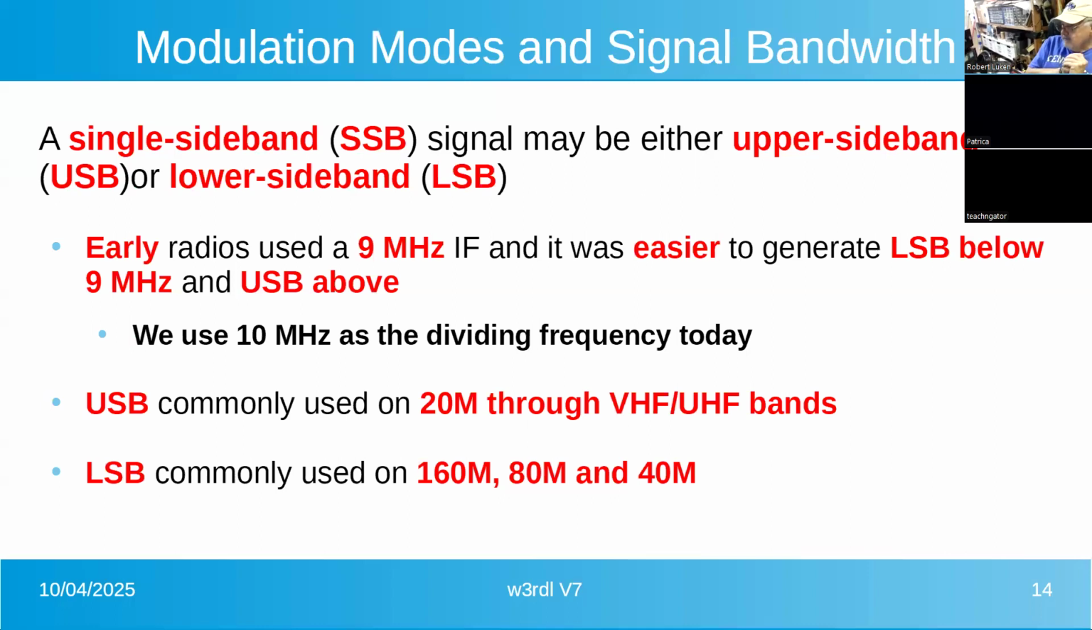So anything 10 megahertz and above will be upper sideband, and below 10 megahertz would be lower sideband. So all the low bands are going to be LSB, and the high ones are going to be USB, or upper sideband. There's probably more than one, but one exception is the digital modes like FT8, FT4, a bunch of those that are done with the computer. They are always upper sideband regardless of the frequency.